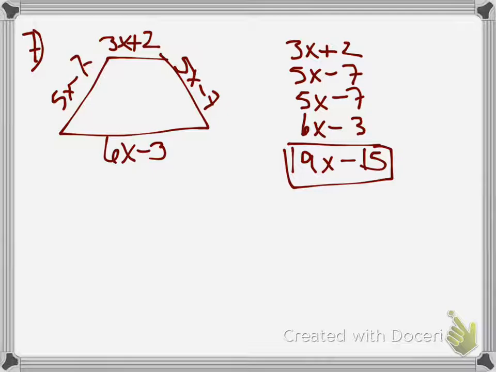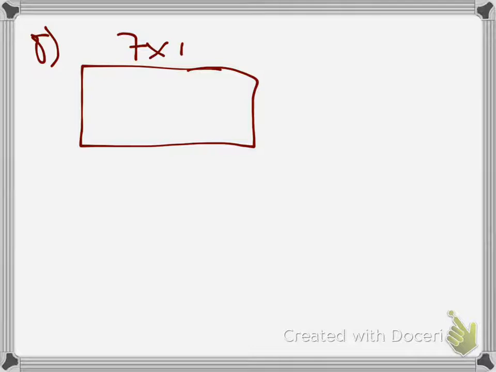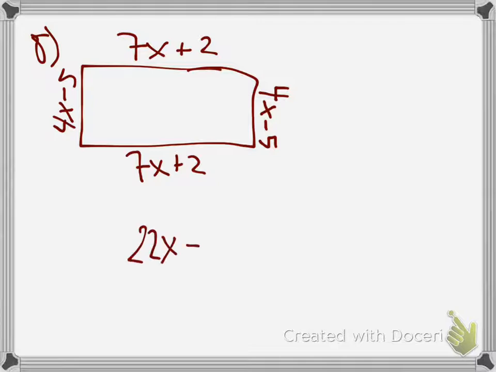And then I can go 3 plus 5 plus 5 plus 6 to get 19. Number 8 would be no different. It is adding also. And so for number 8, you could add up all the sides, and then you should get 22x minus 6. Just by saying 4 plus 7 plus 4 plus 7 is 22. Negative 5 plus 2 plus negative 5 plus 2 would give me negative 6.